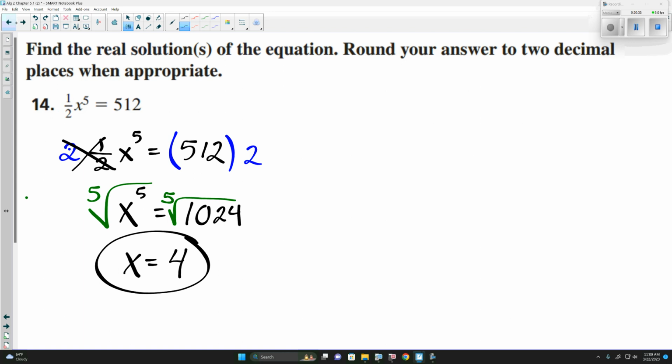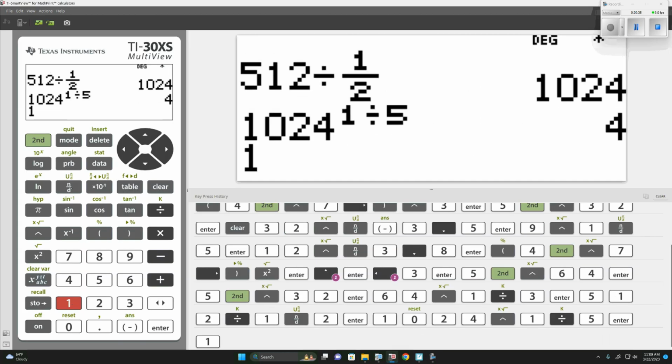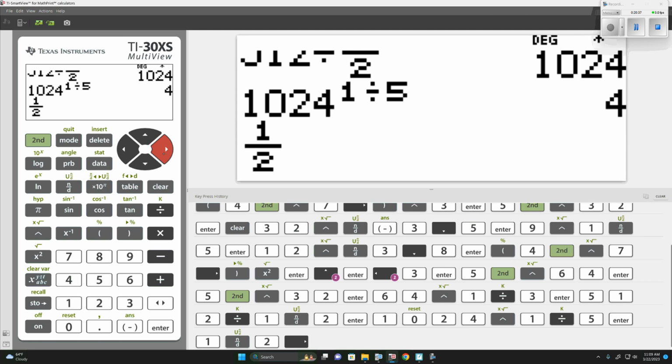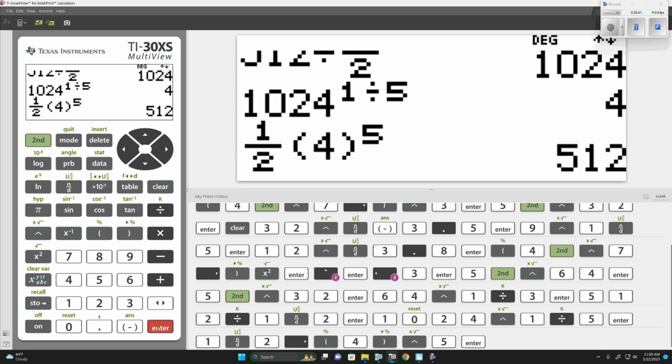So we could do 1/2 of 4 to the 5th. That's 512. And again, that's one good way to check to make sure you got the correct answer. We can plug it back in and see what we get.